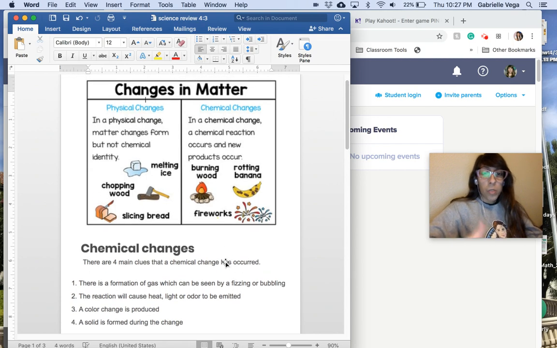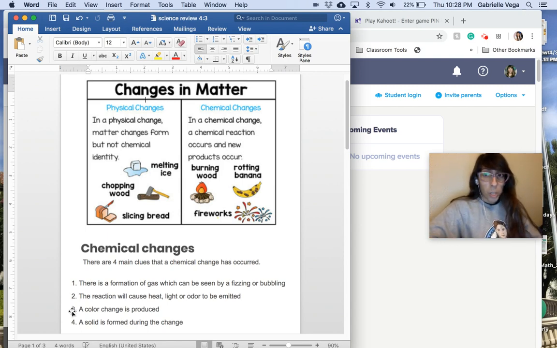Now, I'm going to review some clues that can help you determine if there was a chemical change that occurred. So there are four main clues that a chemical change has occurred. One, there's a formation of gas, which can be seen by a fizzing or bubbling. Two, the reaction will cause heat, light, or odor to be emitted. So this happened when we were burning our marshmallow. We saw the heat coming off the marshmallow.